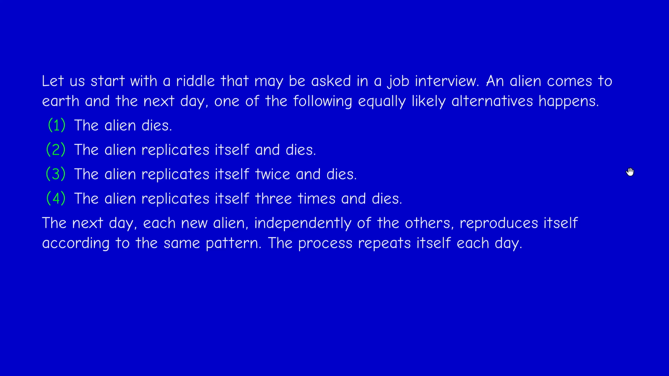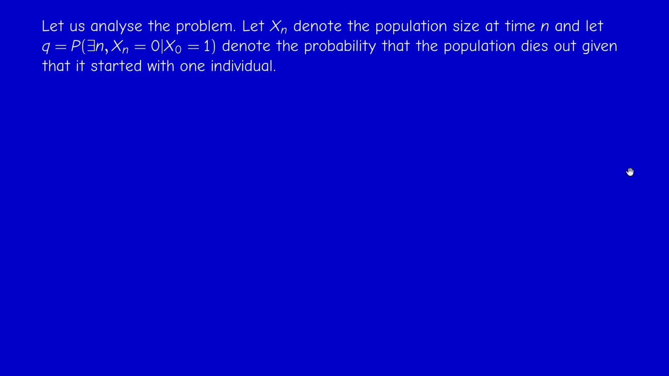The question is, what is the probability that the alien population dies out? Let us try to analyze the situation. If xn denotes the population size at time n, and q denotes the probability that the population dies out, given that it starts from one individual, this is our unknown here, q. So at some time, the population will be 0.